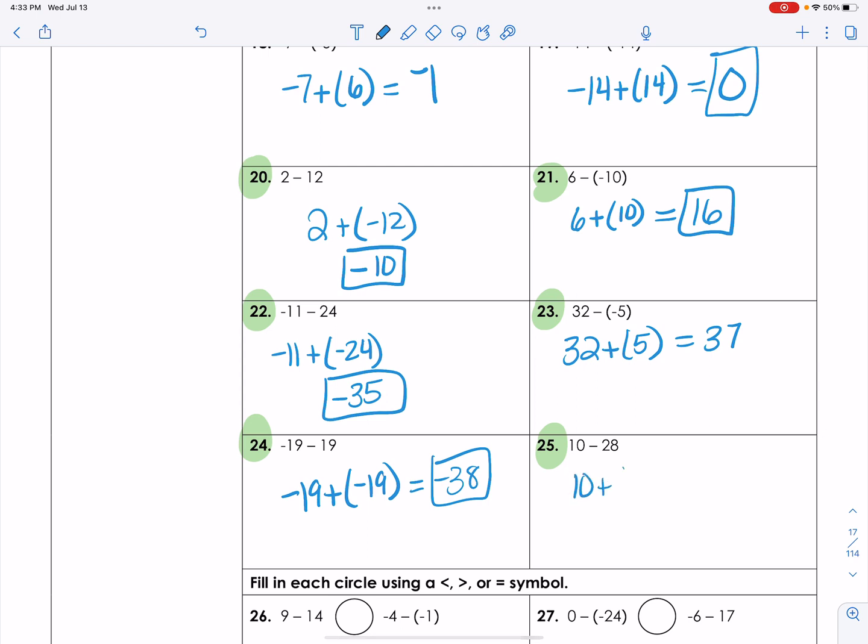And then here, I'm going to add the opposite. You have 10 yellows and 28 reds. So there's going to be a bunch that cancel off. 10 of them cancel off, and you're left with a negative 18.